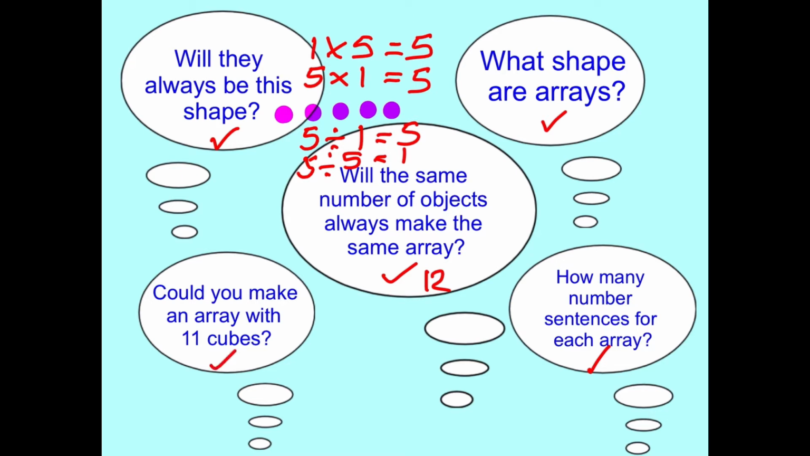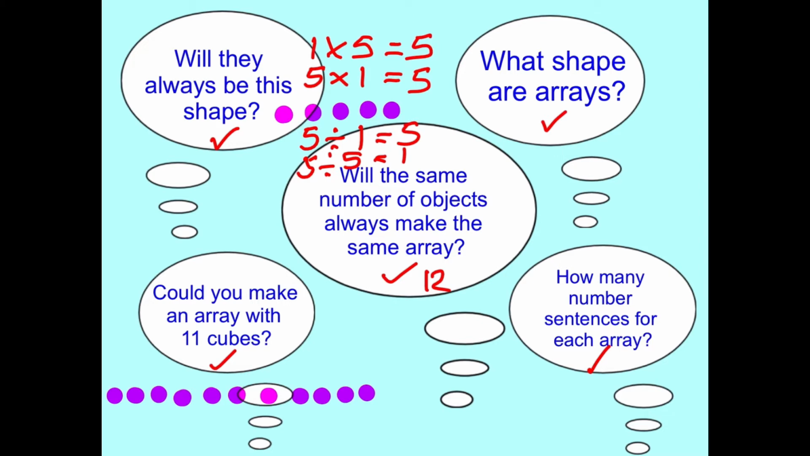Now this one says, could you make an array with 11 cubes? So hopefully you've worked out now that if you do this, 1, 2, 3, 4, 5, 6, 7, 8, 9, 10, 11, you have got 1 times 11. So yes, you can, but you can only make that line with 11.